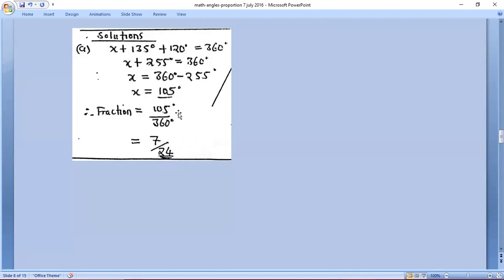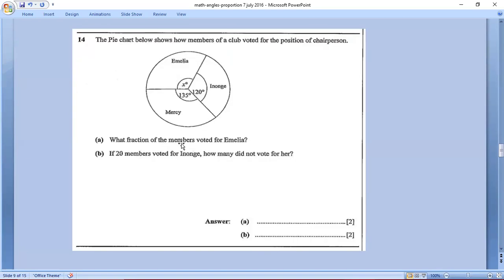Okay, so the highest common factor here is 15. 15 into 105 is 7. 15 into 360 is 24. So that gives you the final fraction, which is 7 over 24.